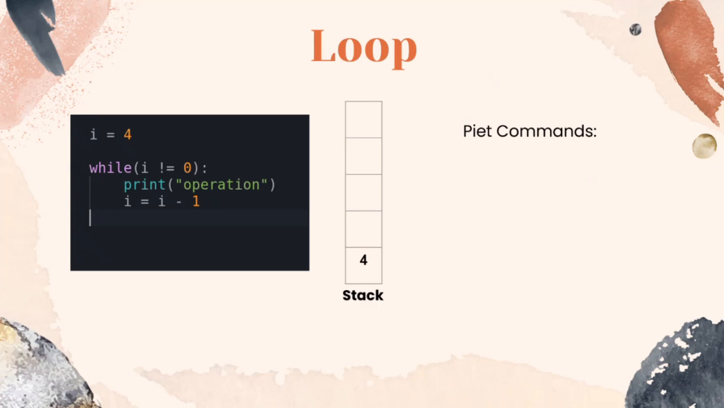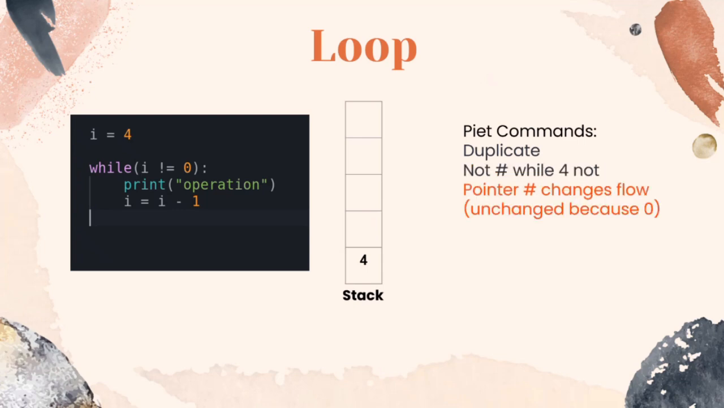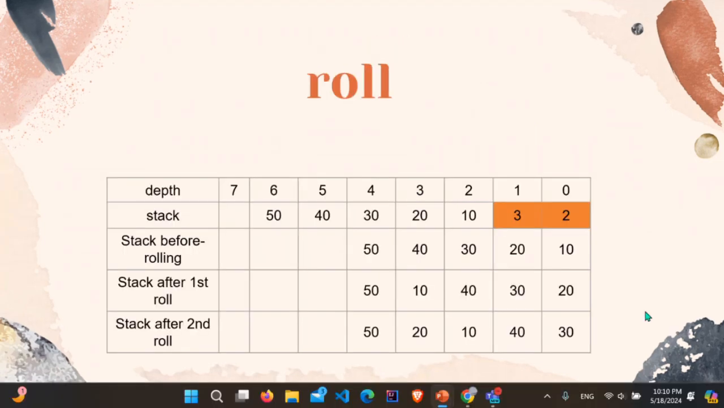Okay, so here we have this loop in Python. While i is not equal to 0, do an operation, else decrement. So the equivalent in Piet commands is, first we have to duplicate, since the not command will consume the top of the stack. And since 4 is a non-zero number, the top of the stack will become 0. After that, we can use the pointer command that will change the flow of the DP based on the top value. And since it's 0, it will remain unchanged. And it will continue so until the top of the stack changes to non-zero, then it can continue into another flow of execution. Before that, we will explain roll in detail, and here is the explanation.